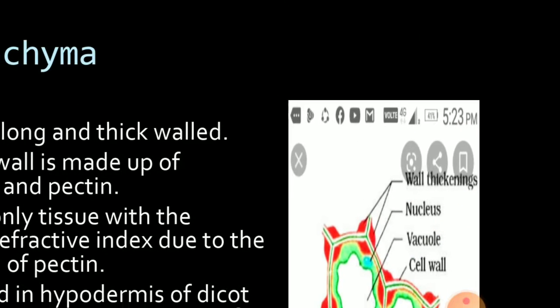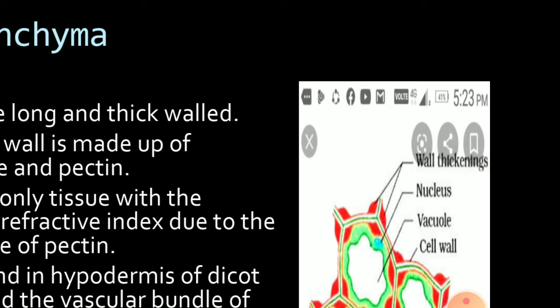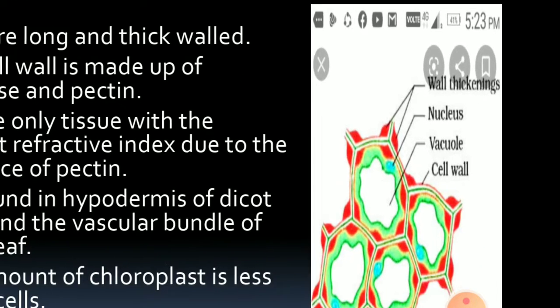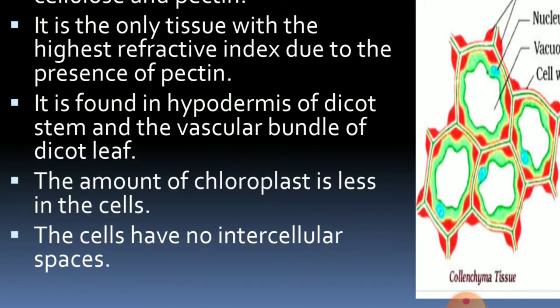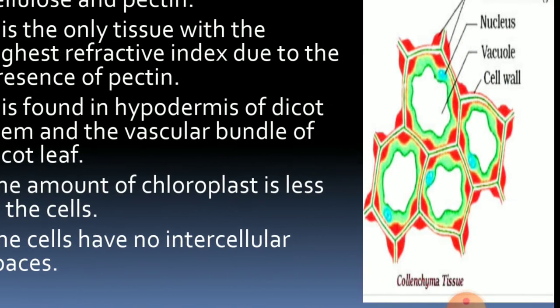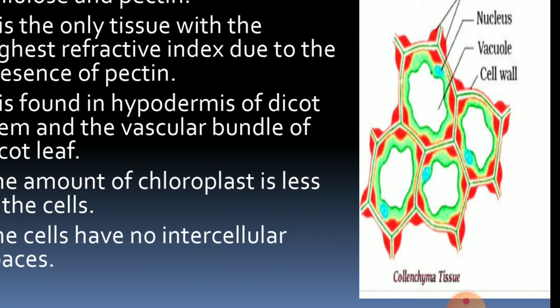You can see the diagram. The wall is thickened at the corners. It's thick, and you can see the nucleus in the side and a large vacuole. Cell wall is very thick, and this is also made up of cellulose and pectin.